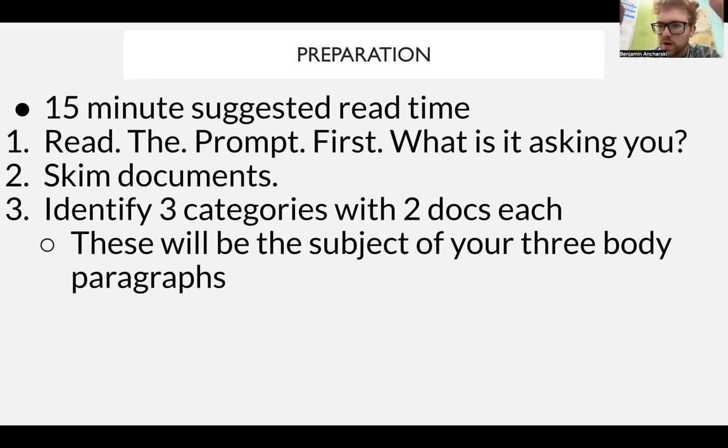Get started as soon as you want to write, but take time to plan out your DBQ. The DBQ becomes so much easier if you plan it out beforehand and then just plug and chug, just write down full sentences from your outline. So the first 15 minutes, this is what you should do. Read the prompt. Understand what the prompt is asking you to do.